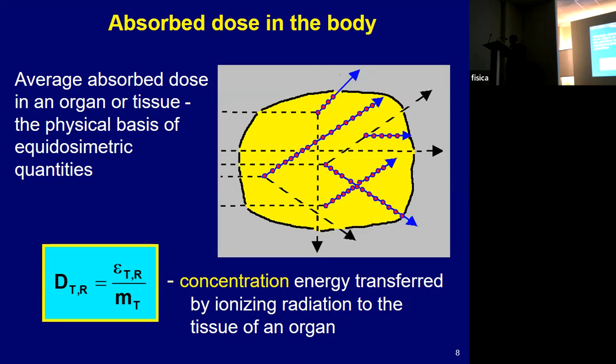Now, the unit of absorbed dose in the organ or tissue is the same as in previous cases, which is defined as 1 joule of energy delivered to 1 kilogram of substance. The value of this average absorbed dose in an organ or tissue is the basis for determining the equivalent dosimetric quantities used in radiation protection and safety. The absorbed dose in an organ or tissue cannot be directly measured.